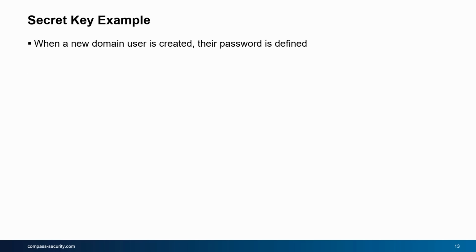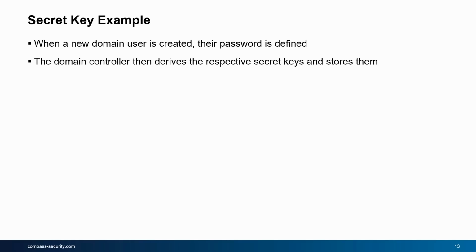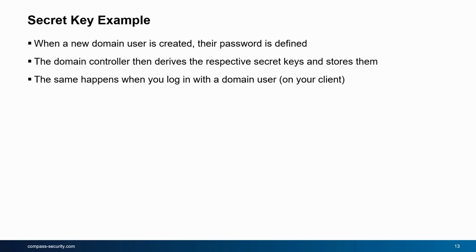Let's look at some examples. When we create a new domain user, we first define the password of that user, and then the domain controller automatically derives all the different forms of secret keys, so AES-128, 256, RC4, and so on, and stores them within the domain controller's database. And when you log in on your client with a domain user, the same thing happens as well. You provide the password, and the client then derives the Kerberos key material and stores it temporarily in the LSASS process memory.